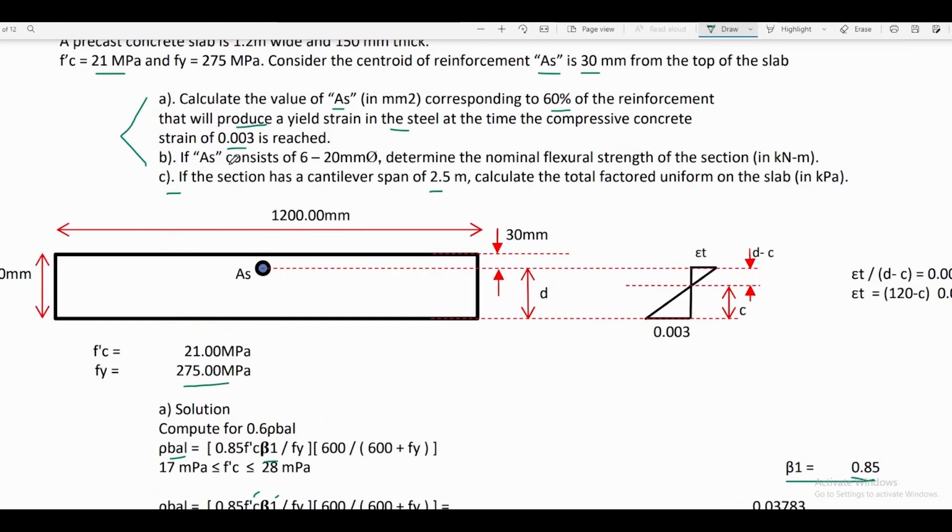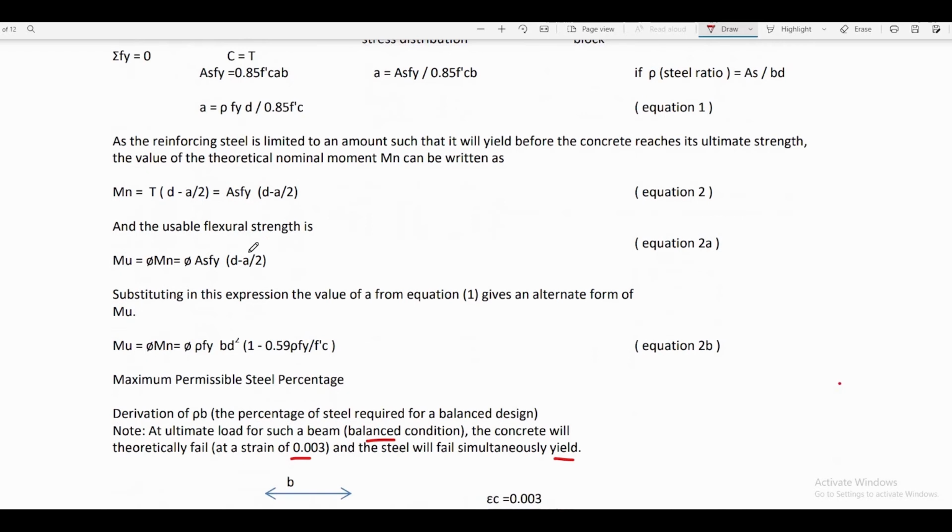For the second condition, if As consists of 6 20 mm diameter bars, determine the nominal flexural strength of the section in kilonewton meter. From the derivation of formulas, we can remember that Mn is just equal to tension multiplied by the moment arm, d minus a over 2, or that is just equal to As fy multiplied by the effective depth minus the depth of the compression block a divided by 2. So using this formula, we can solve for condition number 2.